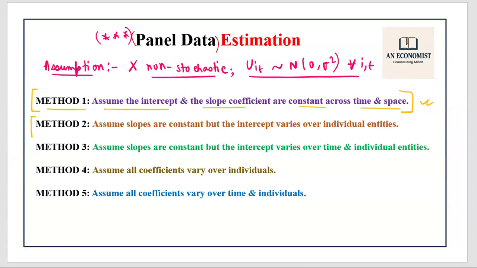Now today we will go into method two. In method two, we will assume that the slopes are constant. Slopes still do not vary with individual entities and time periods, but we will modify the intercept parameter, and the intercept will now vary over individual entities. The intercept still doesn't vary with time. It will only vary over individual entities. What will be the consequence of that? We will discuss this in today's video. So this is the agenda.